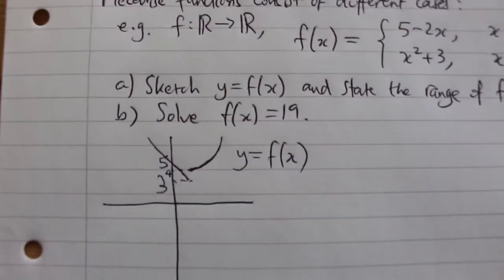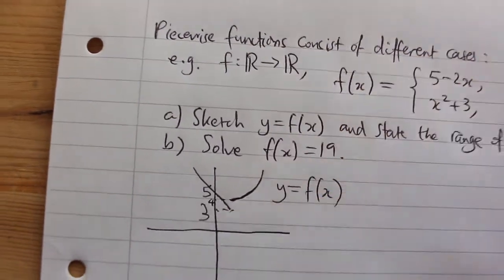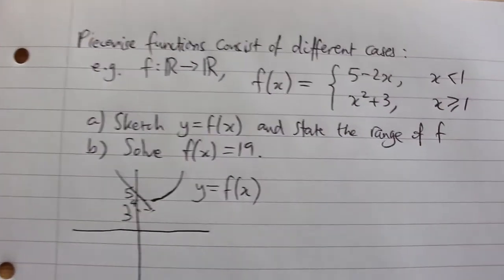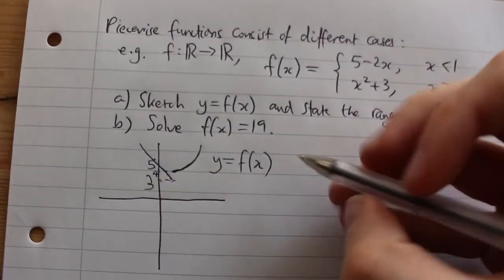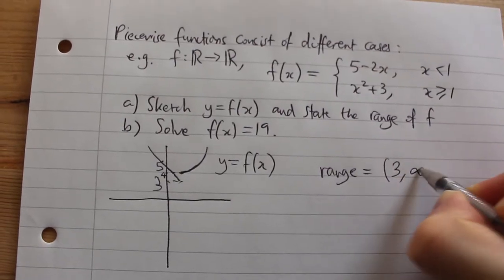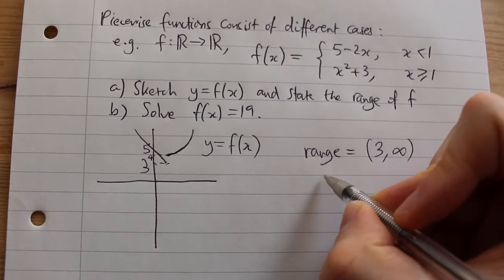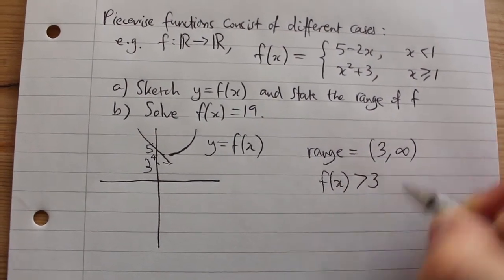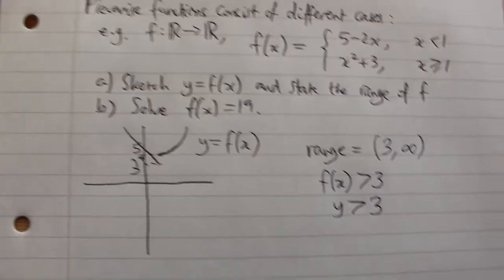So we're asked what the range is. Well, notice it can't actually take this value 3 because x is less than 1 in the definition. So the range is going to be, it doesn't include 3, but anything bigger than 3 is in the range. Or if you prefer, you can write f of x is greater than 3 or y is greater than 3. Any of these answers is acceptable.